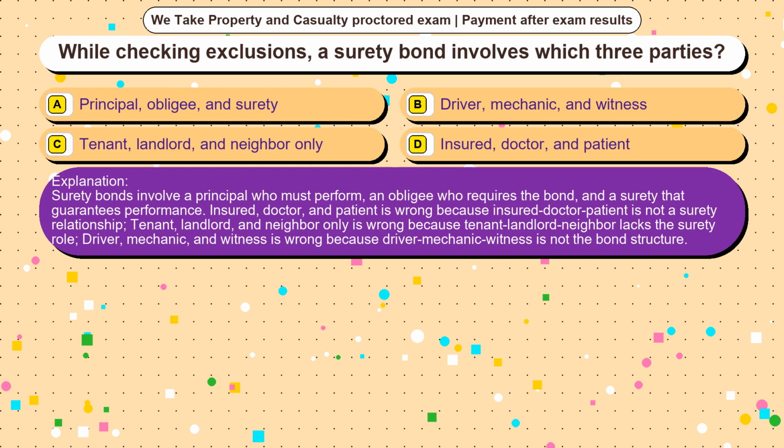Surety bonds involve a principal who must perform, an obligee who requires the bond, and a surety that guarantees performance. Insured, doctor, and patient is wrong because insured doctor-patient is not a surety relationship. Tenant, landlord, and neighbor only is wrong because tenant, landlord, neighbor lacks the surety role. Driver, mechanic, and witness is wrong because driver, mechanic, witness is not the bond structure.